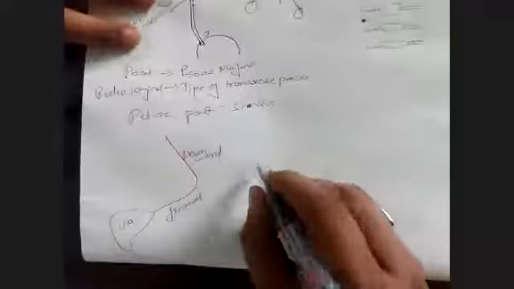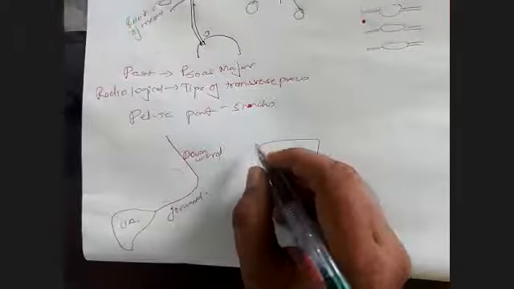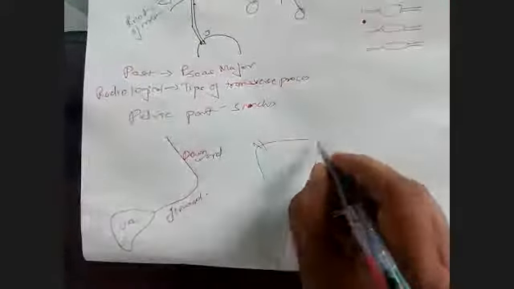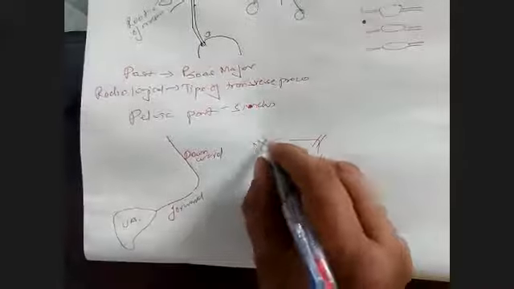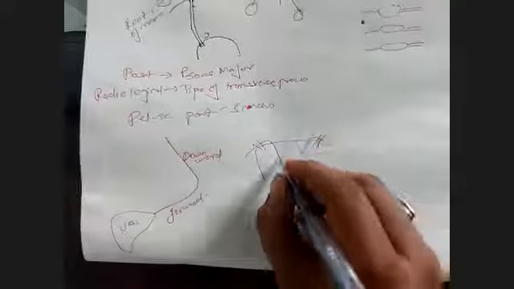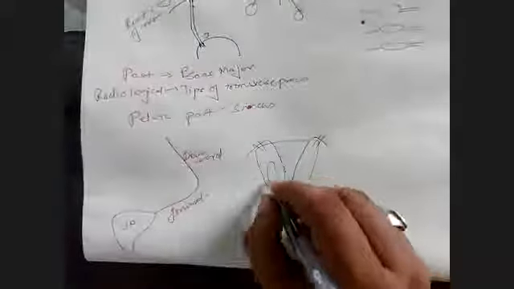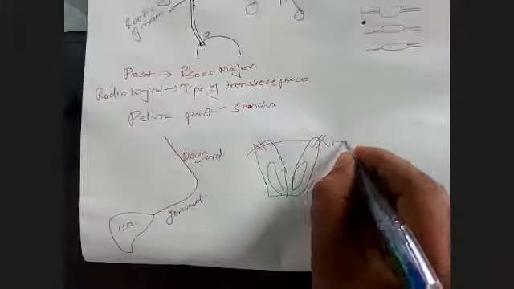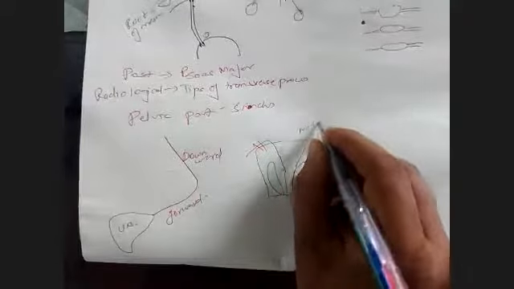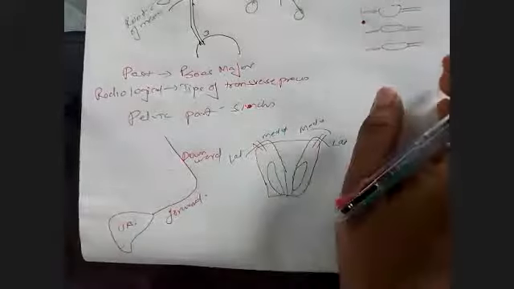If you look at the bladder from the posterior aspect, these are the two ureters opening, and they are crossed by the vas deferens. It goes down like this, and here are the seminal vesicles. So the vas deferens crosses it from lateral to medial side.